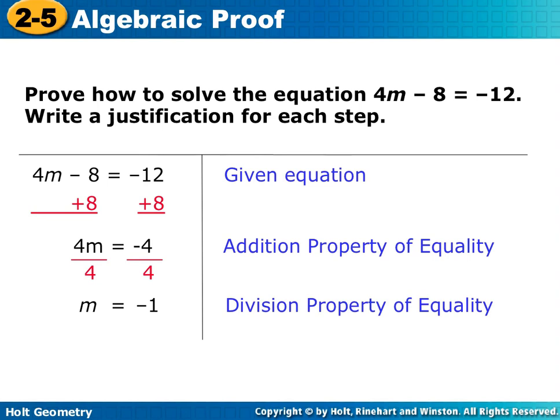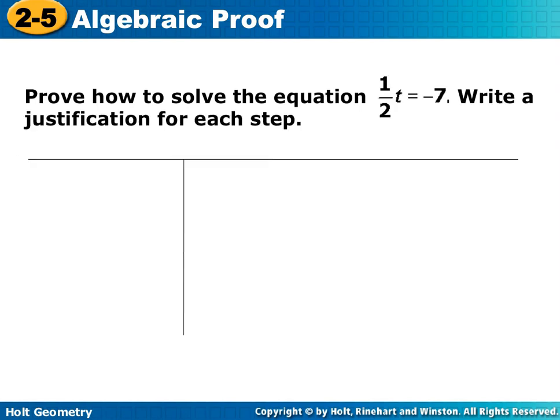All right, got the first one? Okay, see what you would do here. How would you solve the equation 1/2 t equals negative 7? Write a justification for each step. How's it start out?